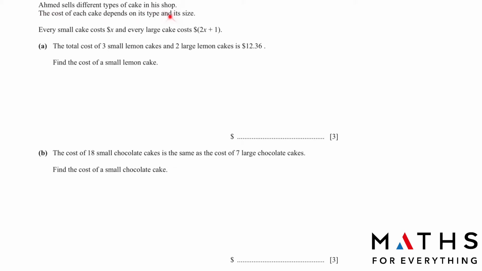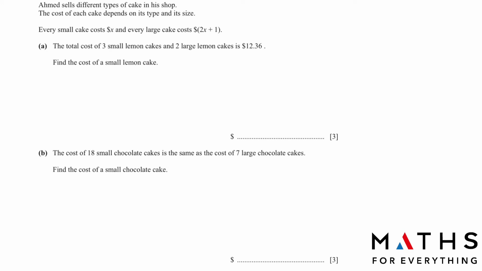Ahmed sells different types of cakes in his shop. The cost of each cake depends on its type and its size. Every small cake costs x dollars and every large cake 2x plus $1. The total cost of 3 small lemon cakes and 2 large lemon cakes is $12.36. Find the cost of a small lemon cake.